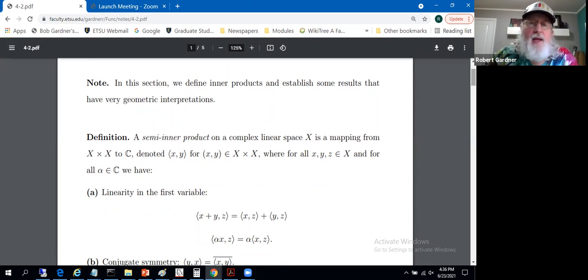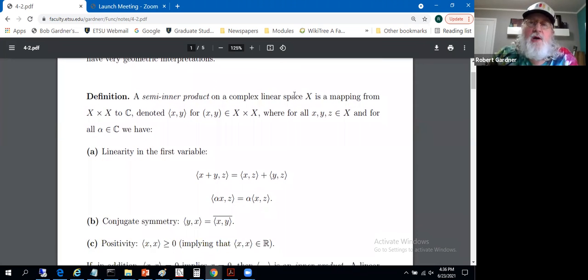So formally, a semi-inner product on a complex linear space X. Remember, we're taking our scalars to be complex in this chapter. A semi-inner product is a mapping from the Cartesian product of X with itself. So it takes pairs of vectors and associates with them a complex number. We'll denote that complex number with angle brackets. So the inner product of X with Y is denoted with these angle brackets.